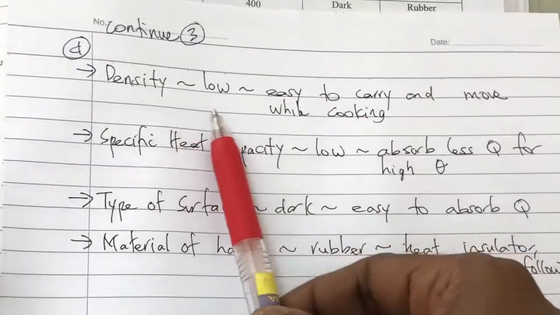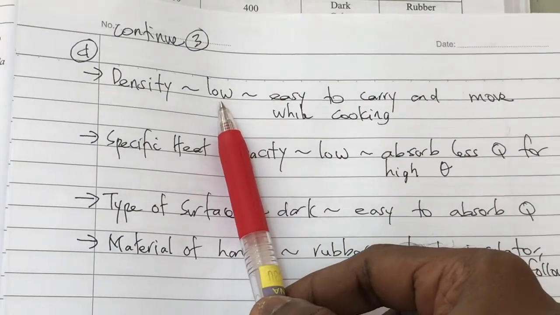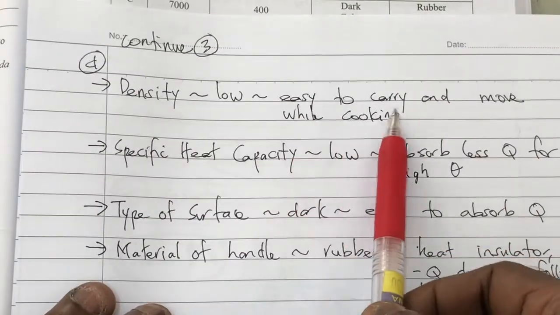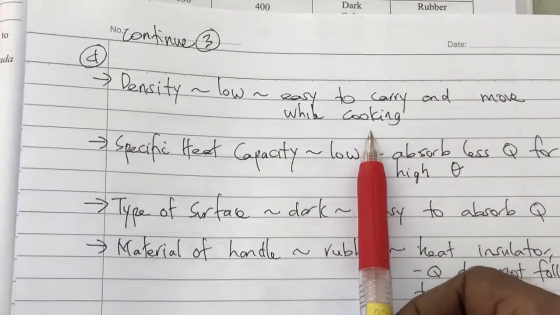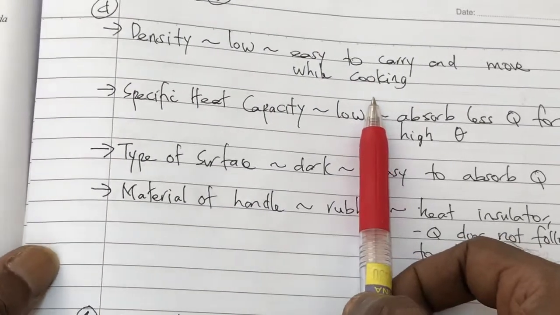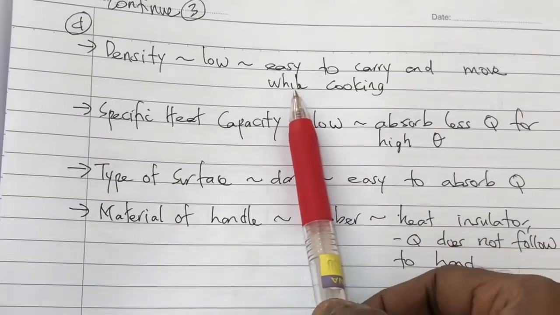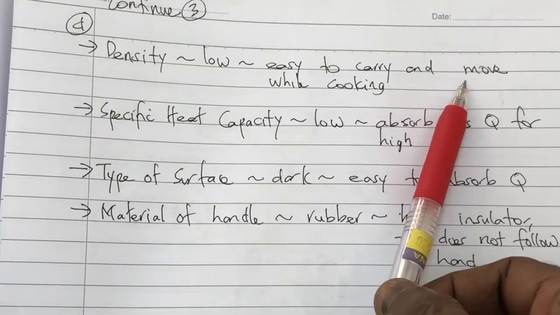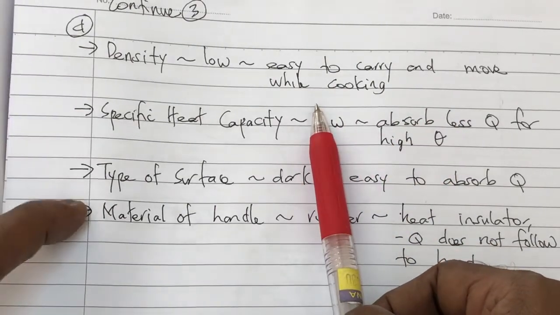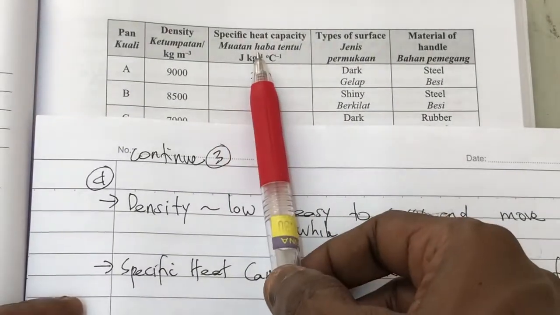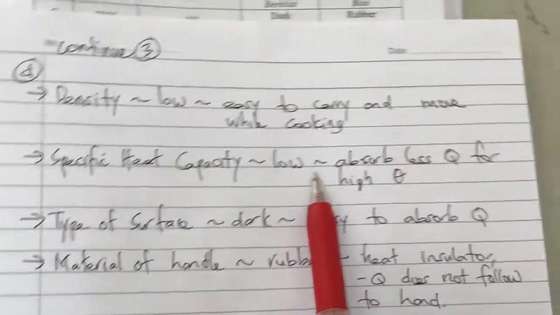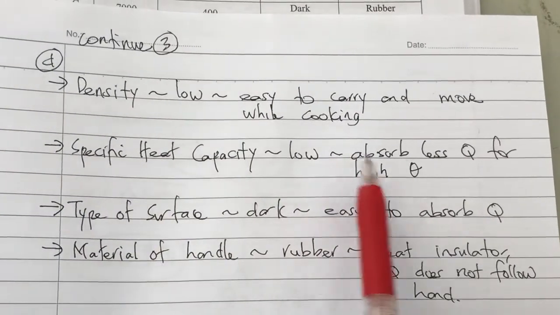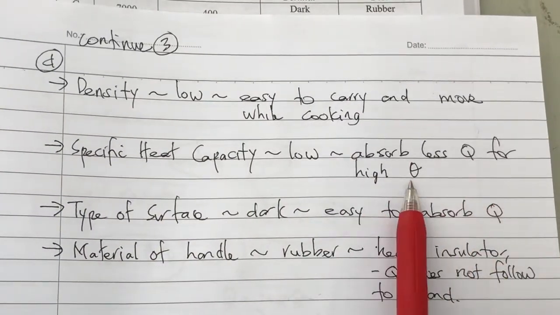So we have 1, 2, 3, 4. We look at density first. Of course, density must be low so that the pan is light, easy to carry and move while cooking. Next is the specific heat capacity. It must be a low value so that it can absorb less heat for a high rise in temperature.